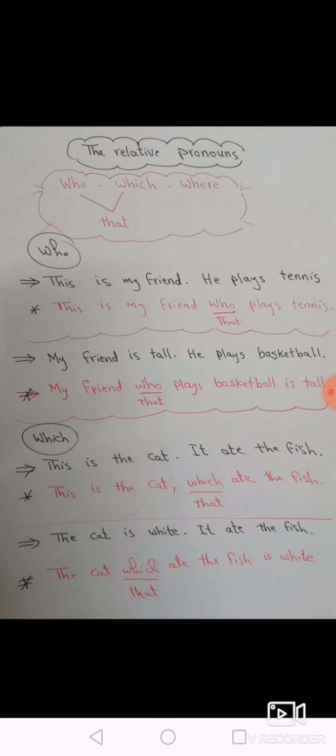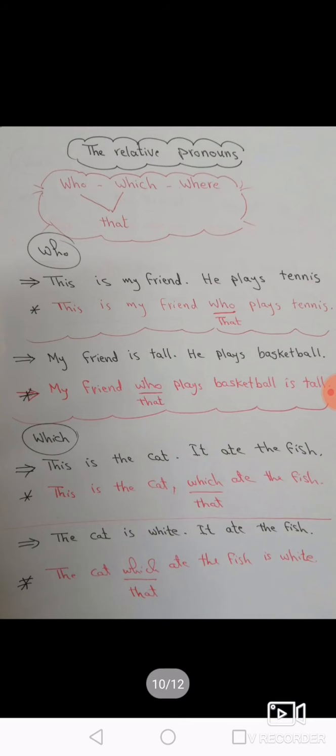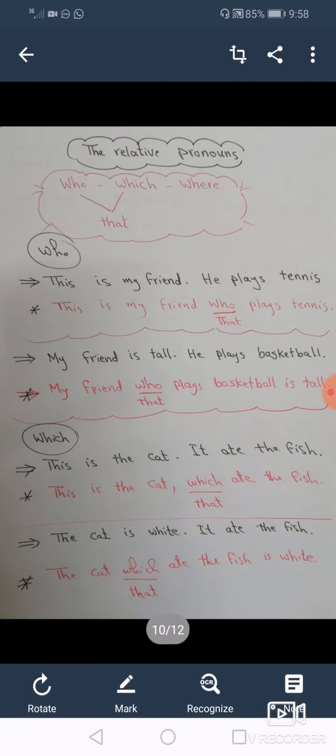Second example, the cat is white. It ate the fish. You can join them saying, the cat which ate the fish is white, or the cat that ate the fish is white. Okay, so here we can use that for people or for things and animals.